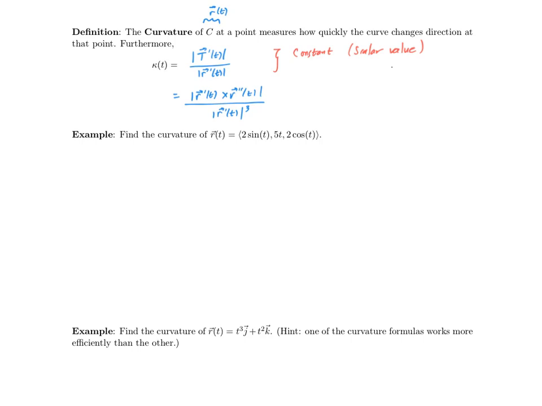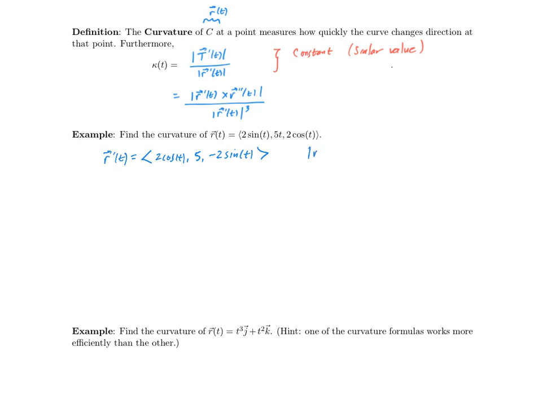So in the first example, let's find the curvature of this helix that we worked with on the previous page. In order to find the curvature, we need to do some computations. At a minimum, we need to get started with what is r prime and the magnitude of r prime. And that's going to guide the rest of the work. So r prime, we differentiate component by component: 2 cosine t, 5, minus 2 sine t.